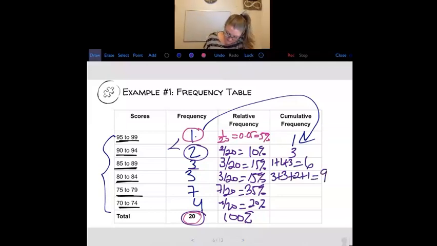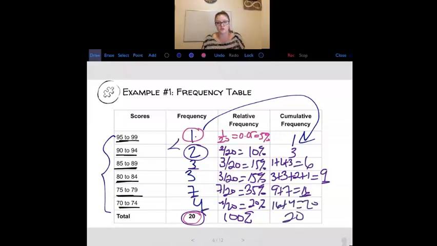This next one would be, or you could just add 9 plus 7 equals 16. And then the last one would be 16 plus 4, which would give us 20. And so our total is 20. So essentially what the cumulative frequency is telling us is how many are in that category and above it.